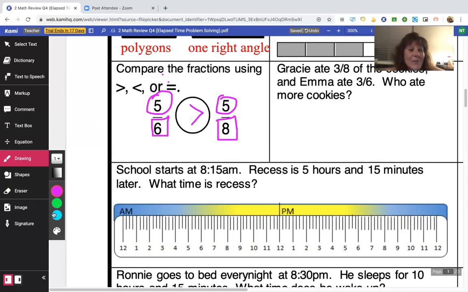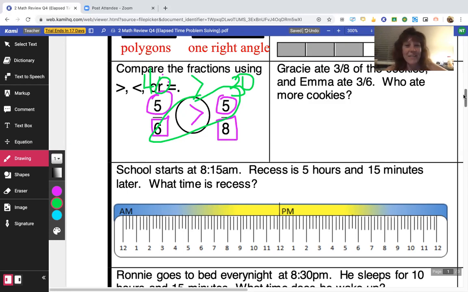But we could also do my favorite, the butterfly. We can multiply those two. 6 times 5 is 30. Or we could do 8 times 5 is 40, right? And I know that 40 is greater than 30. So I still get greater than.